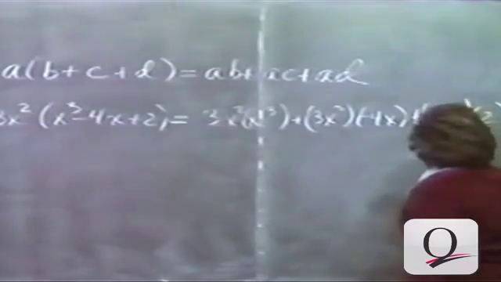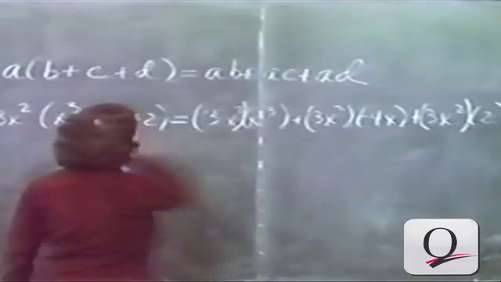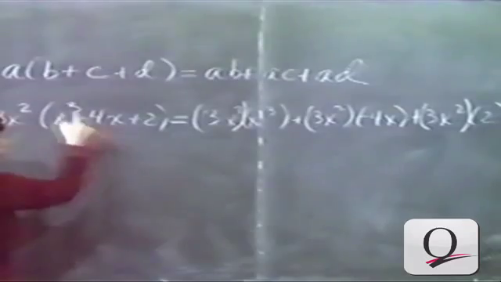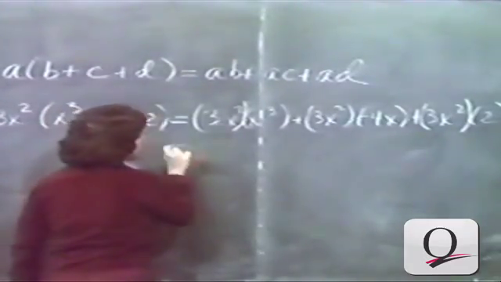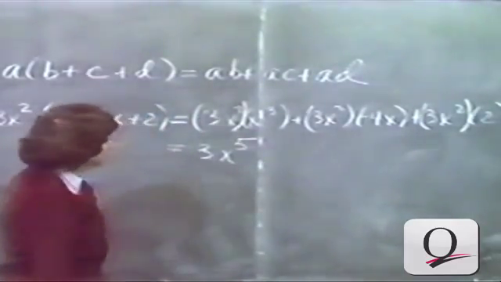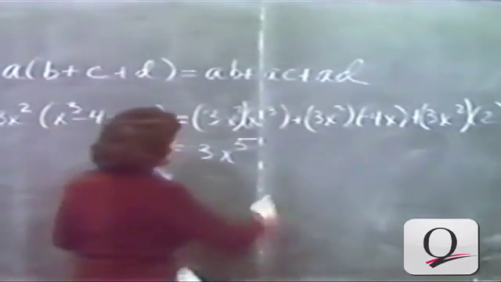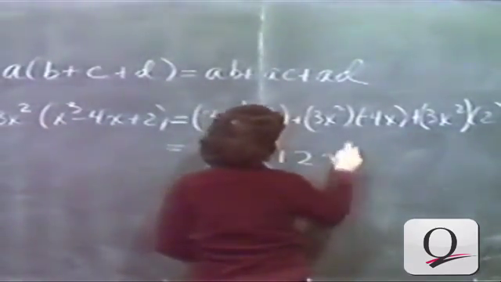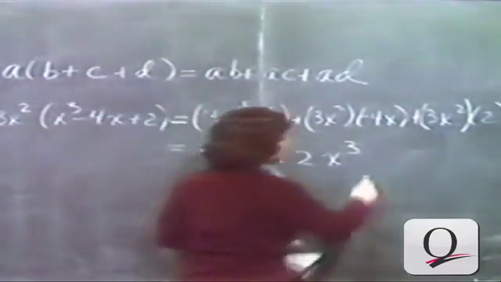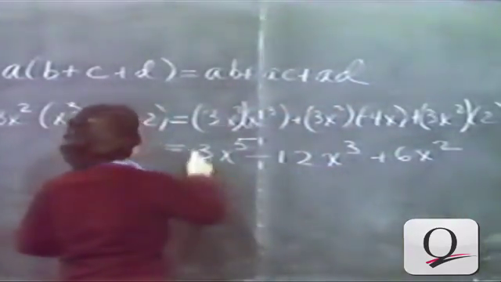You can put parentheses around the first terms here. Of course, they're optional. A times b plus c plus d gives you a times b plus a times c plus a times d for a final answer of 3x to the 5th. Okay, we're going to multiply here. We have the same base, different powers. We add the powers. Minus 12x to the 3rd, this is really x to the 1. X to the 1 times x to the 2 gives you x to the 3, plus 6x squared. 3x to the 5th minus 12x cubed plus 6x squared.